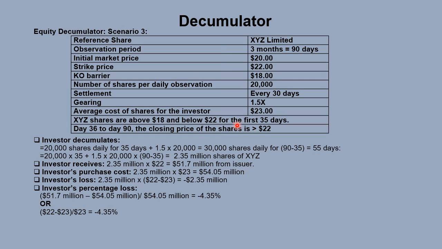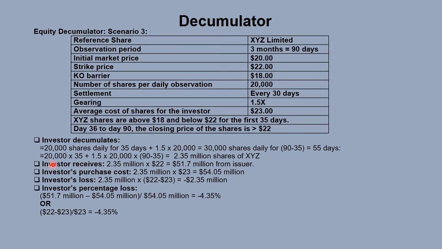And for the first 35 days, the decumulation will be 20,000 shares per day. Thereafter, the gearing will come into play and the investor will have to sell 30,000 shares per day to the issuer. Therefore, the investor will decumulate 20,000 shares per day for 35 days and 1.5 into 20,000, which is equal to 30,000 shares for the balance 90 minus 35, which is equal to 55 days.